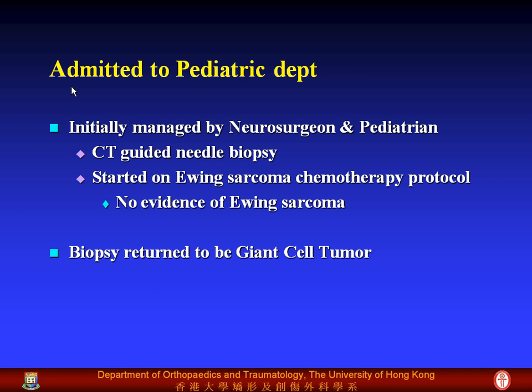Again, unfortunately, she was admitted to a pediatric department in another hospital elsewhere, initially treated by a neurosurgeon and pediatrician, and their decision at that time was to do a biopsy. Because they believed this was more likely a malignant tumor in a child, and Ewing's sarcoma was top of their differential diagnosis, they started the patient on the Ewing sarcoma chemotherapy protocol. Unfortunately, the biopsy returned as giant cell tumor instead. By then the patient had already been started on chemotherapy for Ewing sarcoma, and was then referred to the orthopedic surgeon.